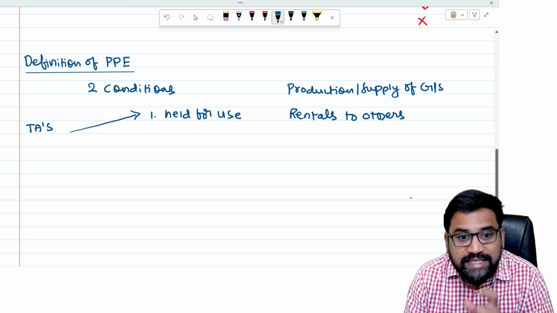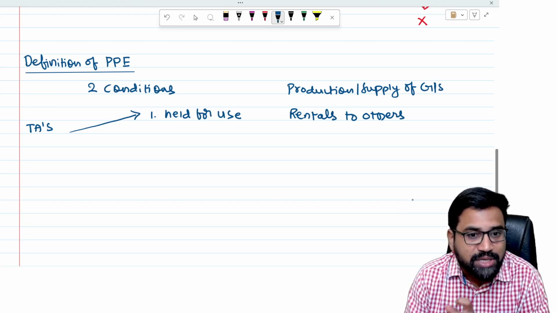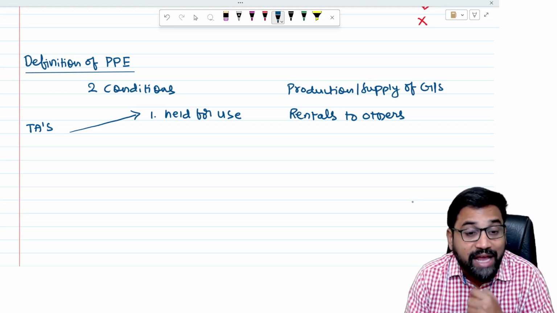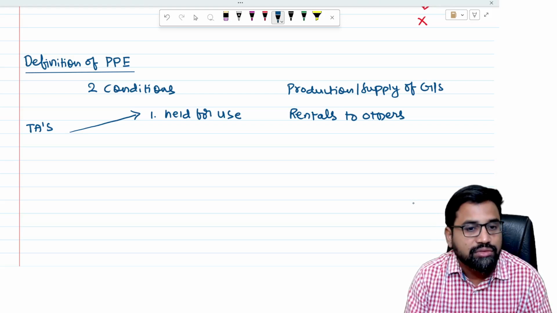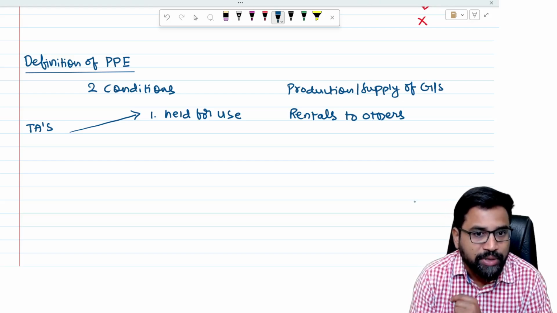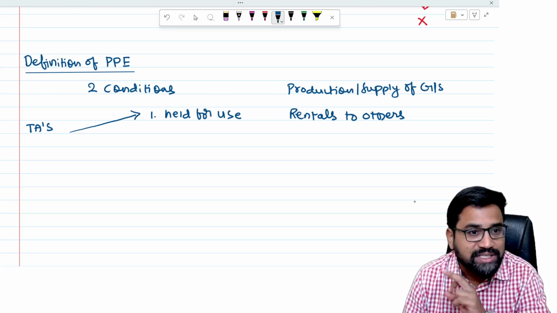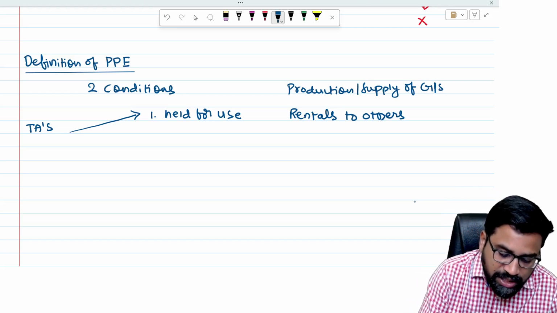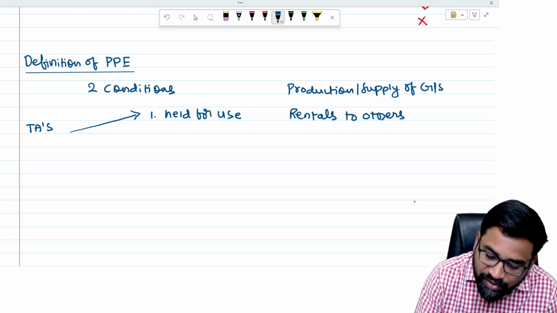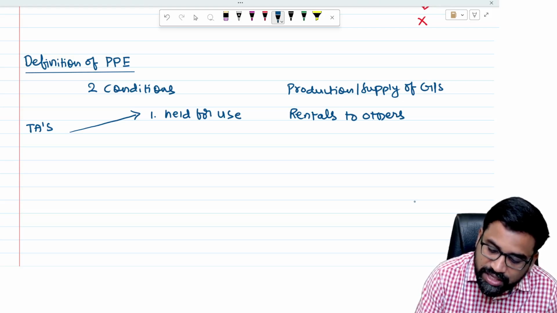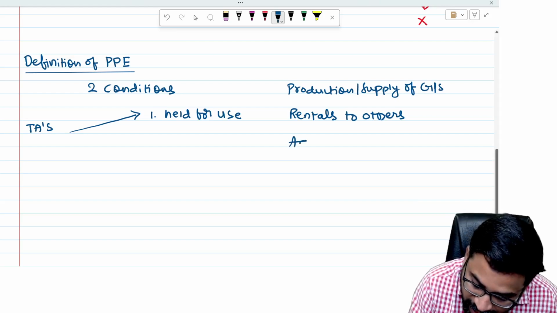That means even a tangible asset held by an enterprise for the purpose of earning rental income may become property, plant, equipment, provided the second condition is also satisfied. I'm talking about only the first condition. So PPEs are tangible assets which are held for use in production or supply of goods, rental to others, or administrative purposes.